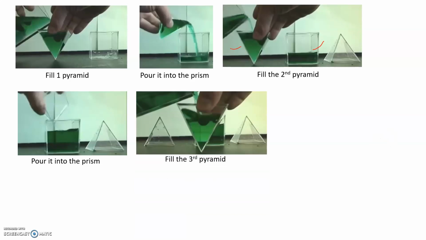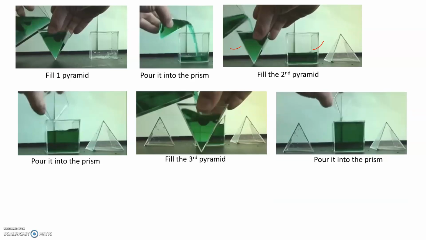Okay, then they fill the third pyramid. Green liquid again. You can see the other 2 pyramids sitting there. They've been used already, and they're just sitting there now. And then they pour that into the prism, and finally, after they've used 3 of these pyramids filled with the liquid, it finally fills the prism.